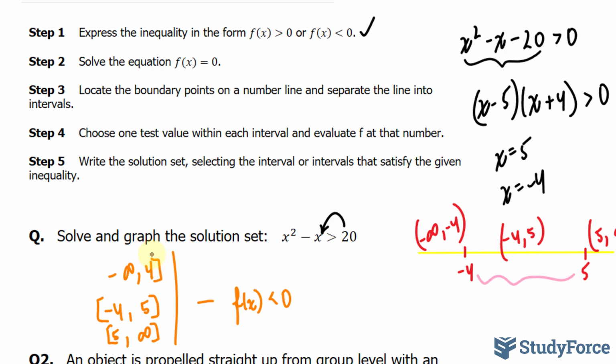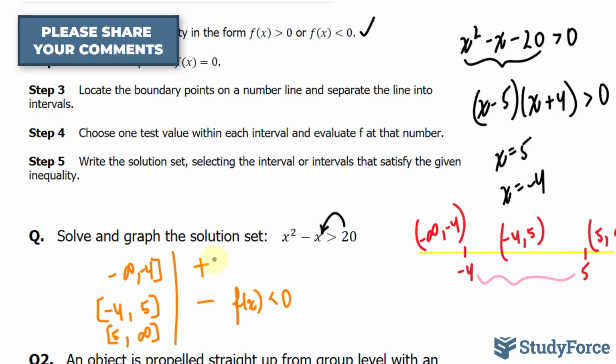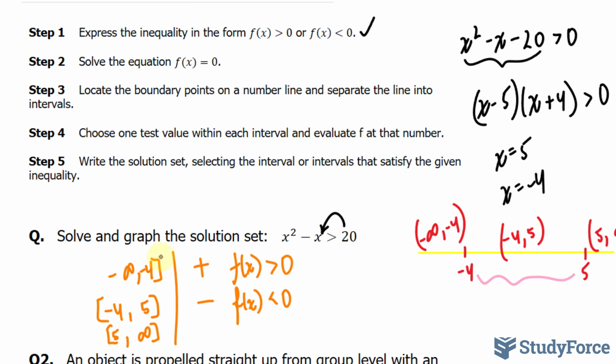Let's try a number that's less than negative 4. Say we put negative 5. If I put negative 5 here, we end up with negative 5 to the power of 2, which is 25. Negative 5 here gives us negative negative 5, which is positive 5, that's 30. 30 minus 20 is 10, that's a positive number. So f at x is always greater than 0 in this particular boundary. And similarly, if I put a number that's greater than 5 into here, let's say positive 10, I'll get positive numbers again. So our conclusion is f at x is greater than 0 when x is greater than 5.